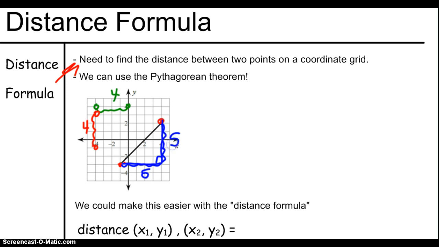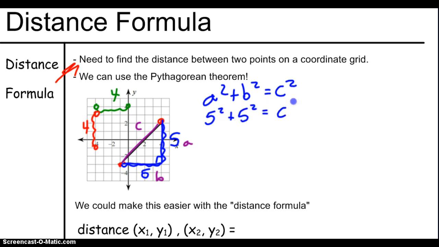That's also 5. And then, using the Pythagorean Theorem, a squared plus b squared equals c squared, we can solve for the missing side of this right triangle. So here's a, here's b, and of course the hypotenuse, the longest side, is going to be c. And so we have 5 squared plus 5 squared equals c. That's the distance we're looking for. 5 squared is 25. Add them together, you've got 50.